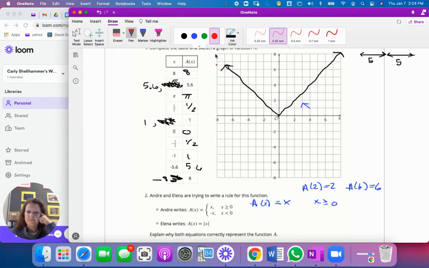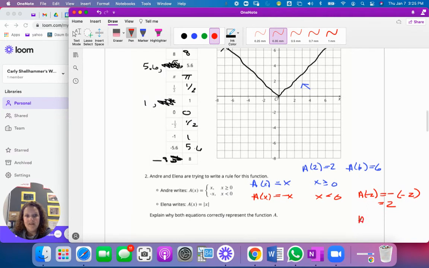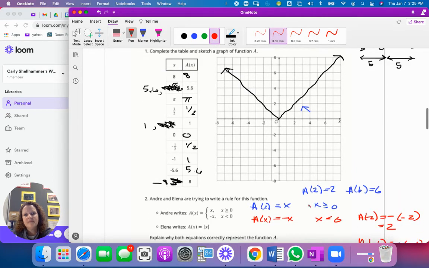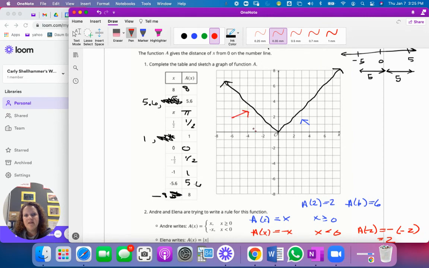And then we could say that a of x equals -x when x is less than 0. That's here. When the input is -2, the output is 2. Think about that. When the input is -2, the output is 2. Kind of magical, huh? When the input is, I don't know, -6, the output is 6. And that's this side of my graph right here.